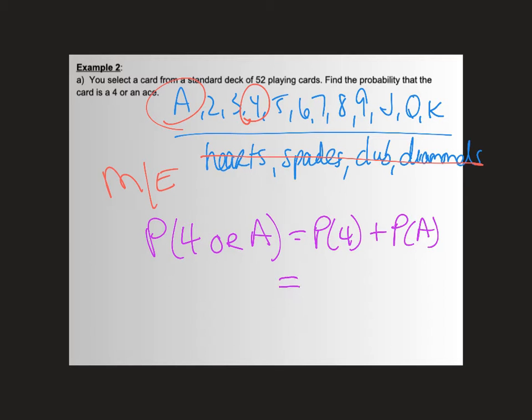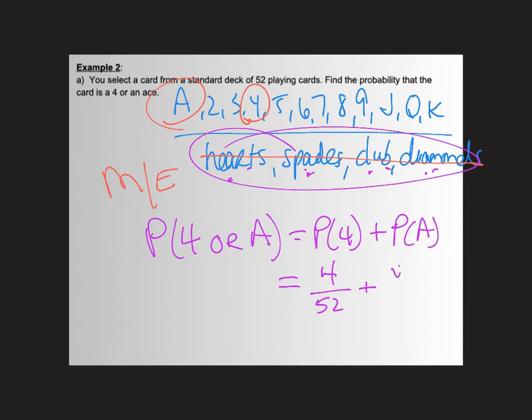Okay, well, there are 4 fours. I guess we did kind of need this. There are 1, 2, 3, 4. So there's a 4 of hearts, a 4 of spades, a 4 of clubs, and a 4 of diamonds out of the 52 cards. Plus, there are 4 aces: hearts, spades, clubs, diamonds. So that's out of 52 as well. So that is 8 out of 52. There we go.